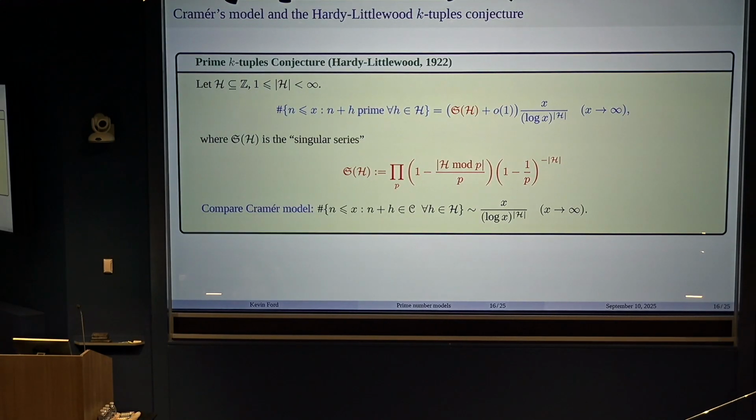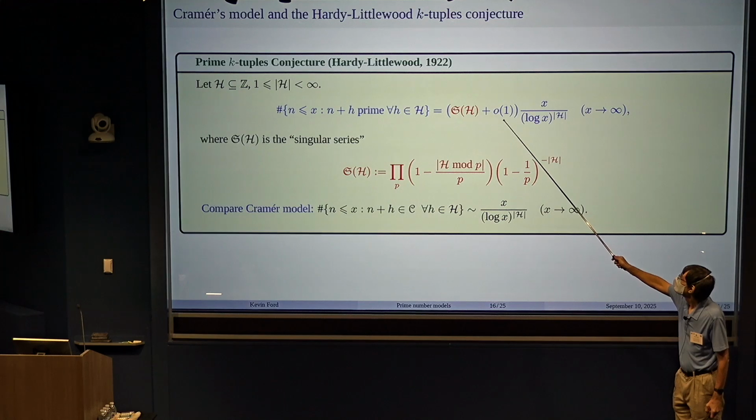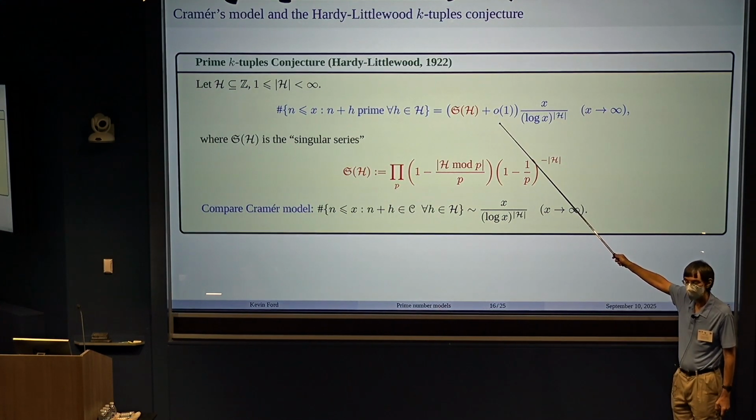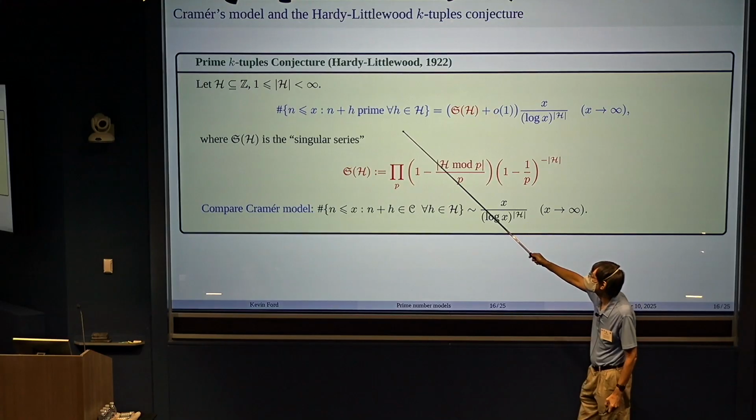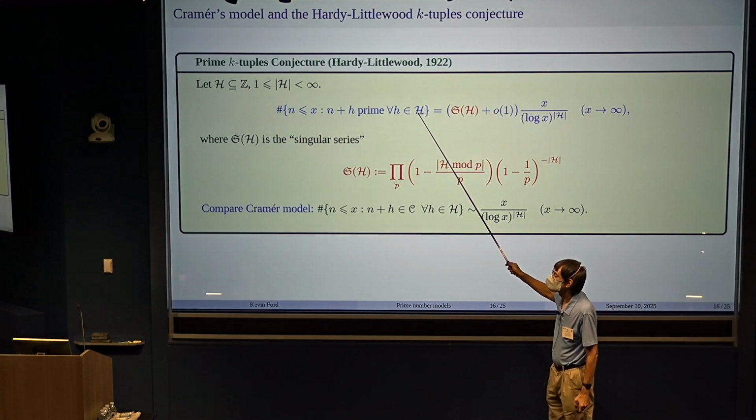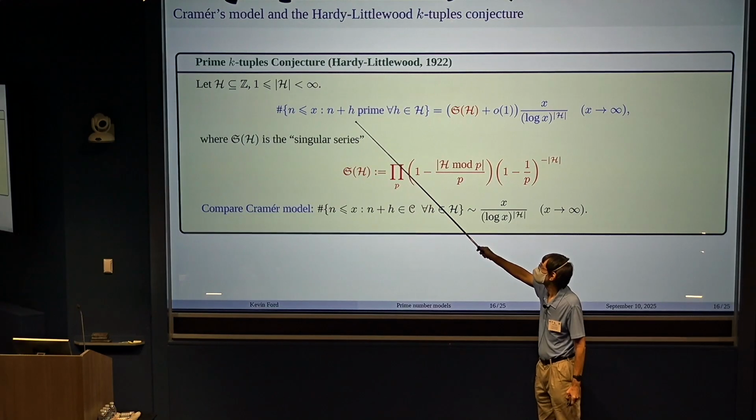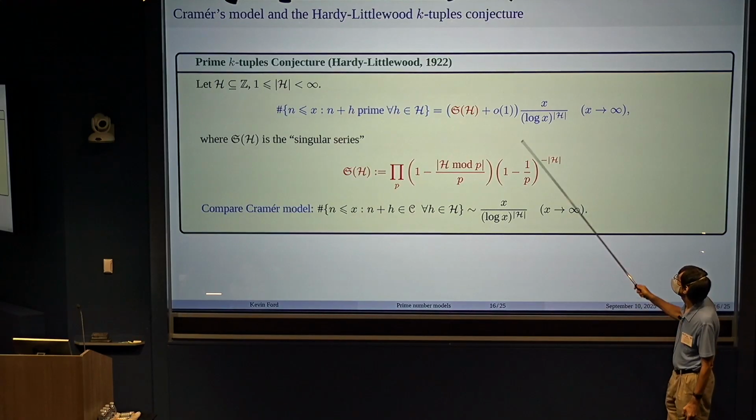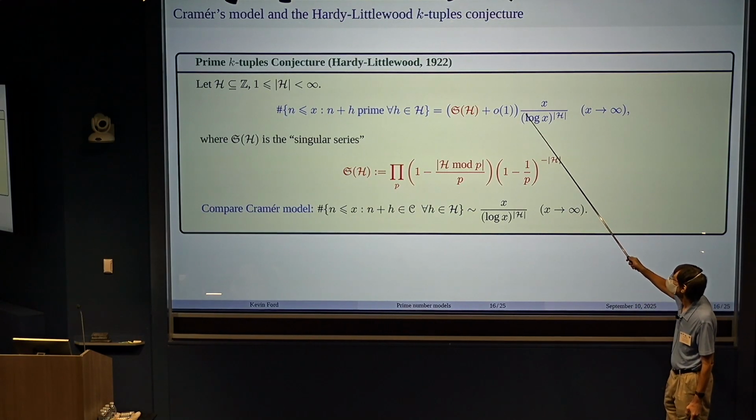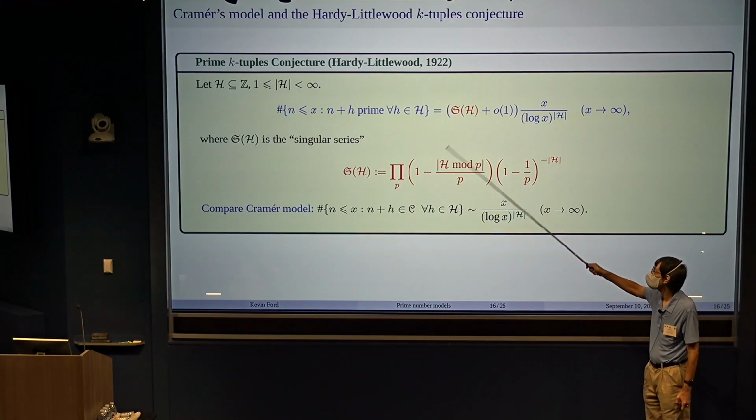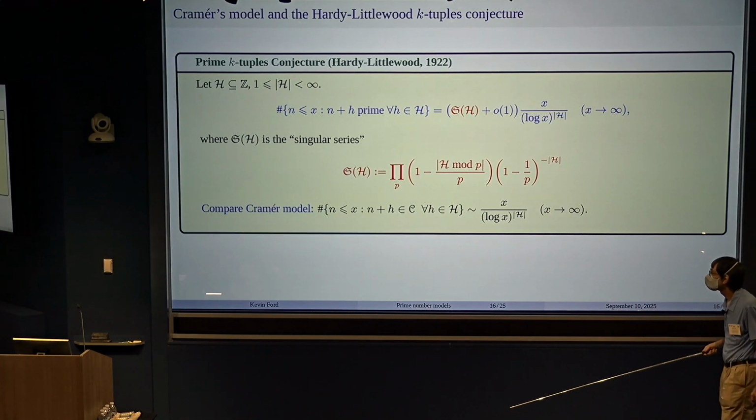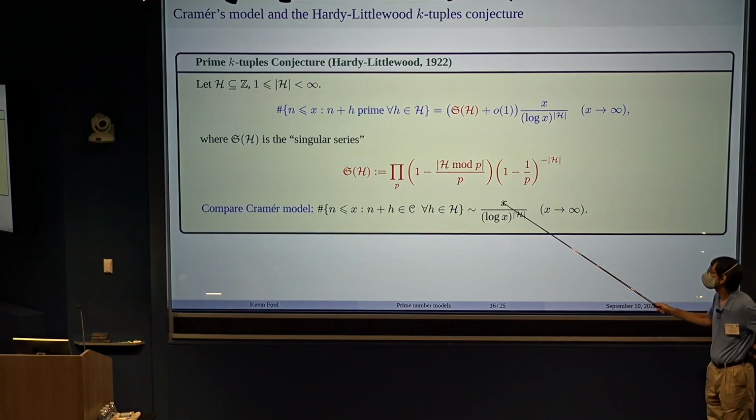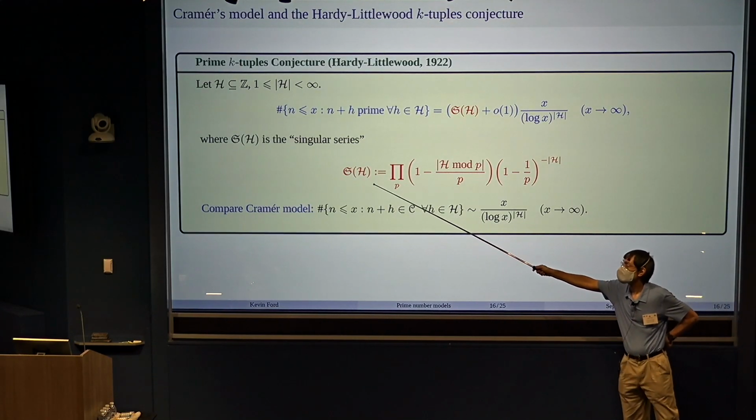So I want to talk about the k-correlations, and this is another big flaw in the Cramer model. Here again is what's called the Hardy-Littlewood conjecture for k-tuples of primes. You have a finite set H. You want to understand when n plus h is prime simultaneously for all the little h's in your capital H. And you get this ratio here, but then there's this fudge factor, this extra factor, which is written as an Euler product. Comparatively, the Cramer model doesn't have this factor.